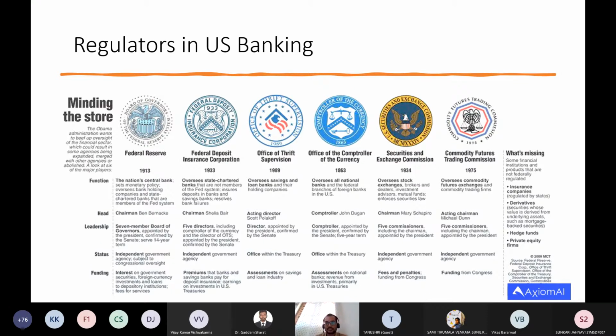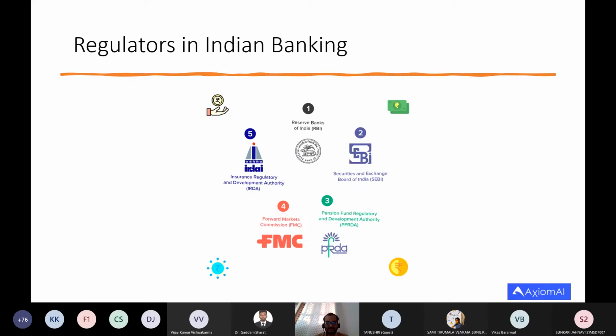So each one's role is defined. I'm not going too much into it because it's a content heavy topic. Let's come to the Indian banking scenario.